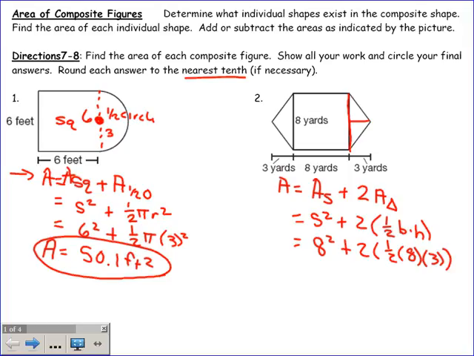Okay. So a lot of this you can do in your head. 8 squared, 64. Twice of half is just 1. Then we just have 8 times 3 is 24. 24 plus 64 should be 88. So it should just be 88. Did everybody else get 88? Maybe I didn't give you time to think.